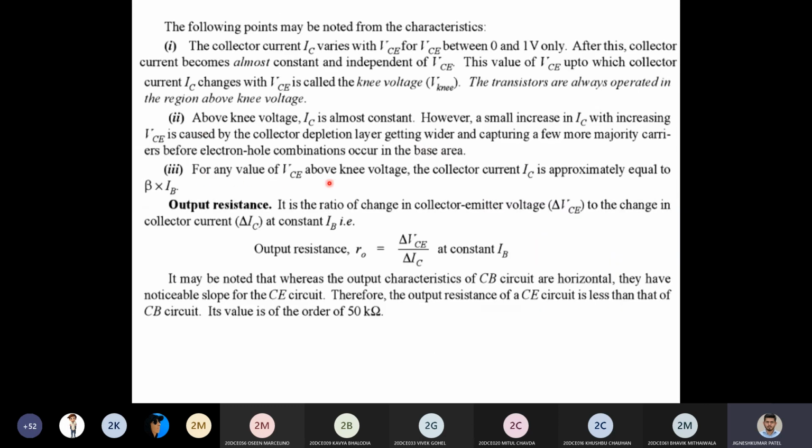For any value of VCE above the knee voltage, the collector current IC is approximately equal to beta into IB. This is the relation. The output resistance is delta VCE upon delta IC. It may be noted that whereas the output characteristics of the CB circuit are horizontal, they have a noticeable slope in the CE circuit. Therefore, the output resistance of the CE circuit is less than that of the CB circuit. So again, here the resistance is less. Input resistance is high compared to the previous common base, but here the output resistance is low compared to the common base. Those are the two points.